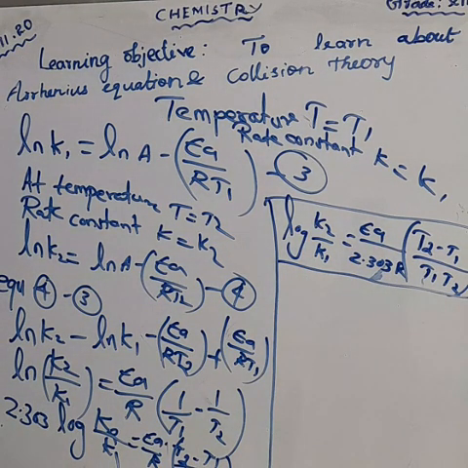Anyhow, this equation can be used to calculate EA from the rate constants K1 and K2 at the temperatures T1 and T2 respectively. This is the final equation. Have any doubts from this area?